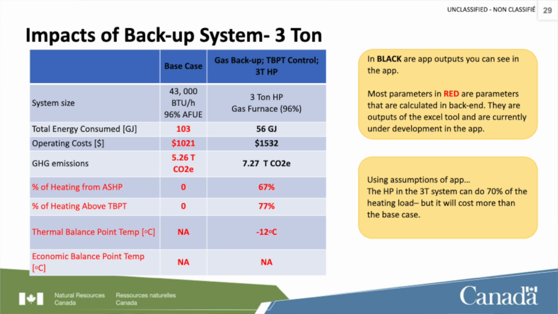Okay, so the impacts of a backup system on the 3 ton. In black, the app outputs are what you can see in the application. The red are parameters that are calculated in the back end and will be available in future iterations. We can see from the air source heat pump with the 3 ton variable unit, we are covering 67% of the heating, or 77% of the heating is above the thermal balance point. And again, like I said earlier, it says 12 here, it's actually 12.8, so some of them said 13.